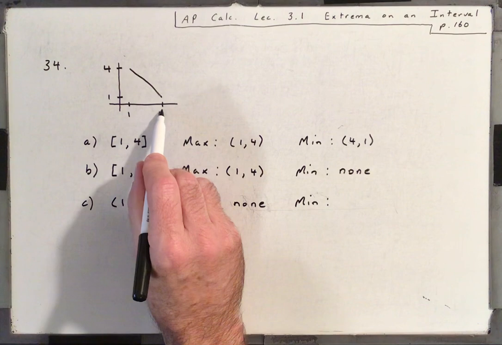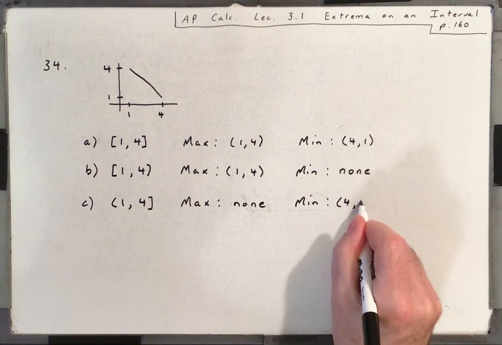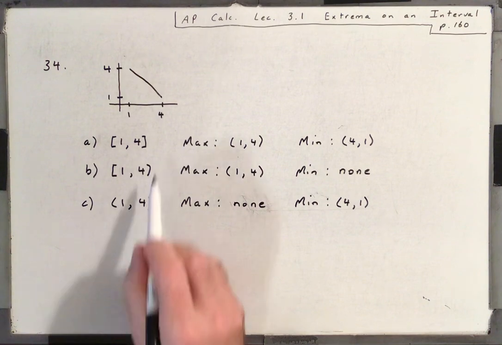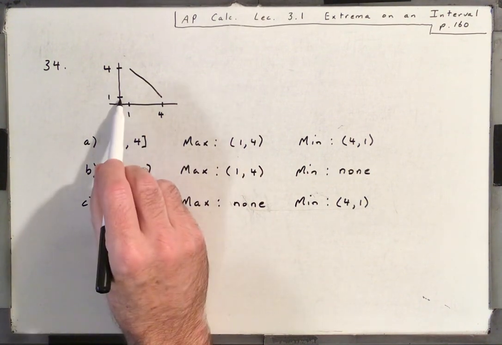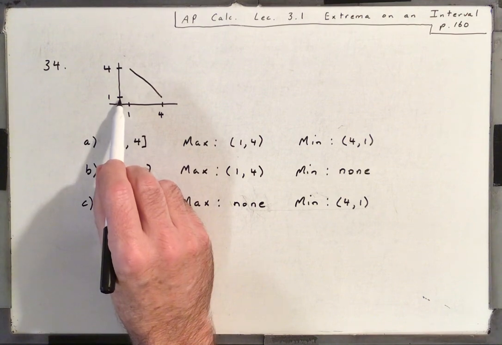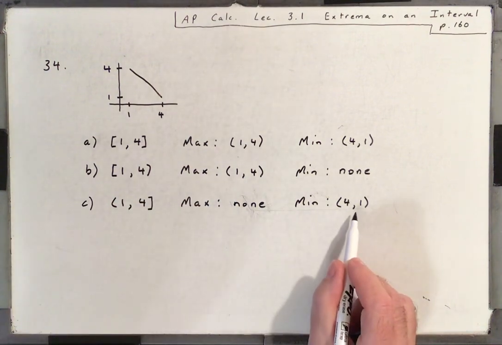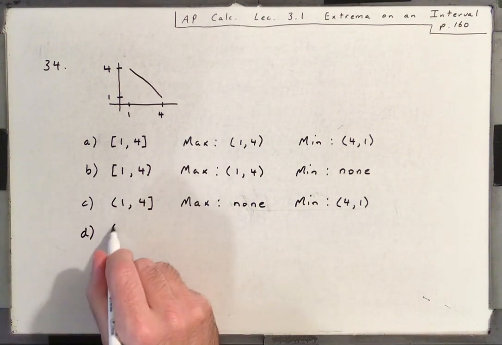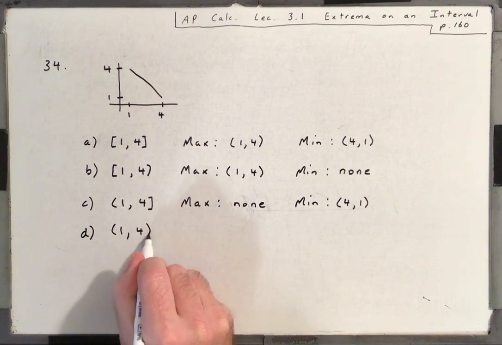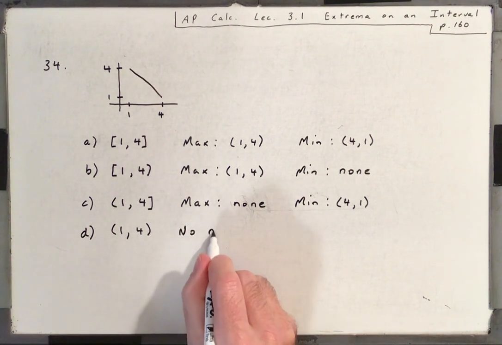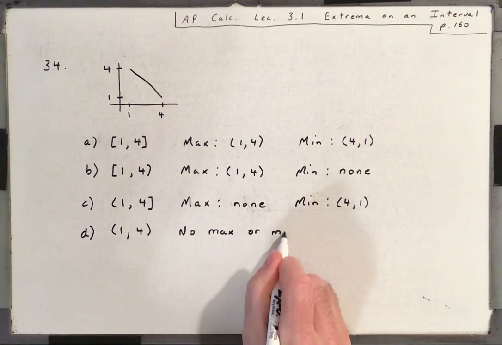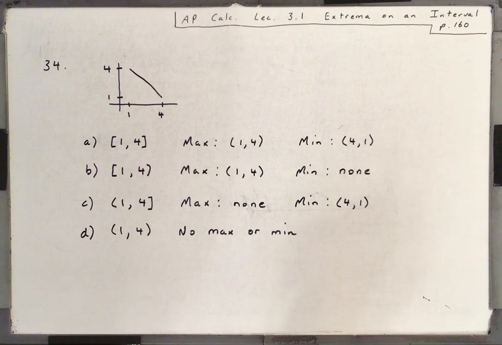How about a minimum? Take a second and answer it. Okay, the minimum does occur at the point 4, 1 because we get to include x equals 4 in our interval, and the minimum value is y equals 1. The y value there at 4 is 1. All right, and then D, it's all open, both sides. So the answer is no max or min. Okay, so use 34 to answer 33 and 35. Hopefully you can get those answered.